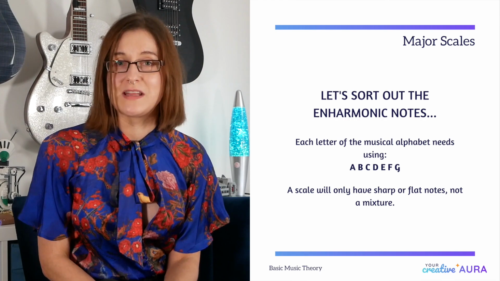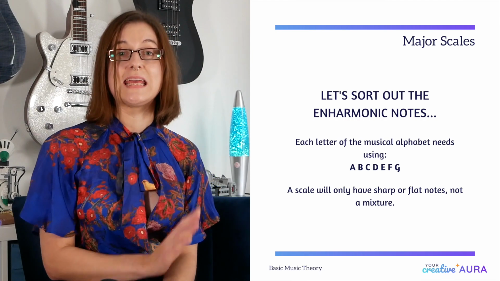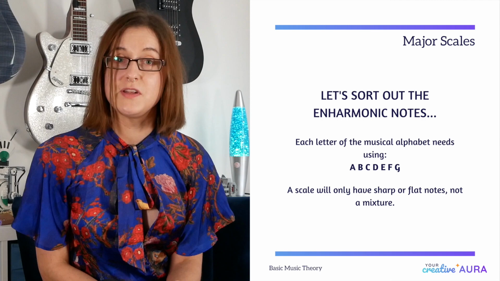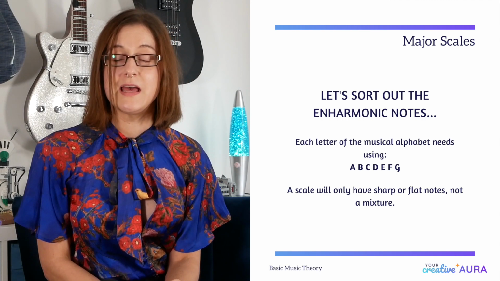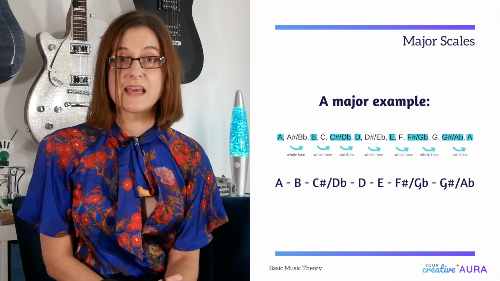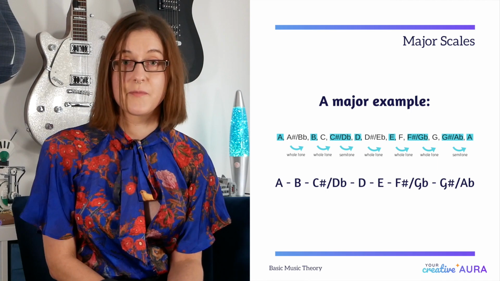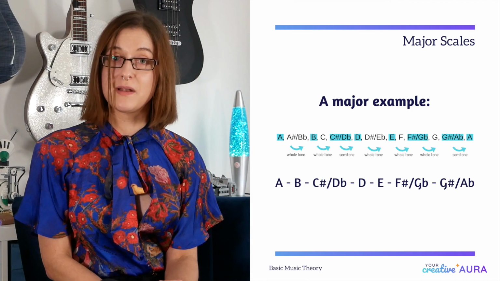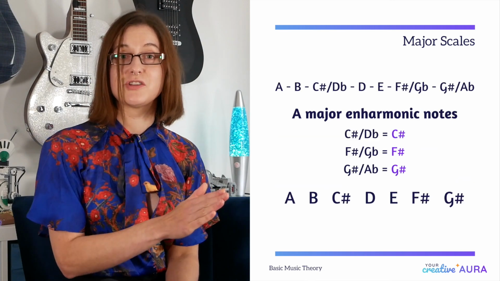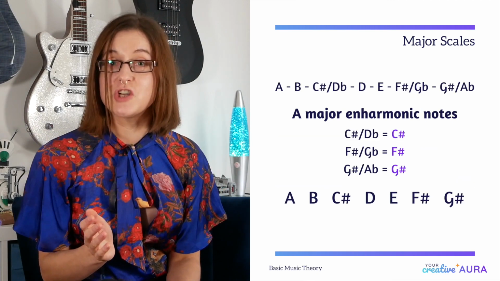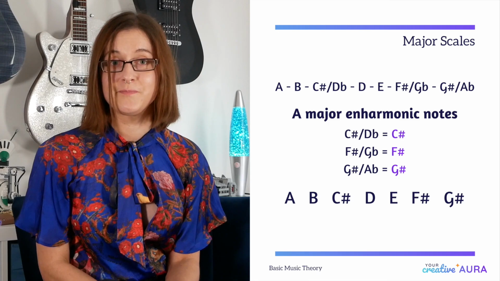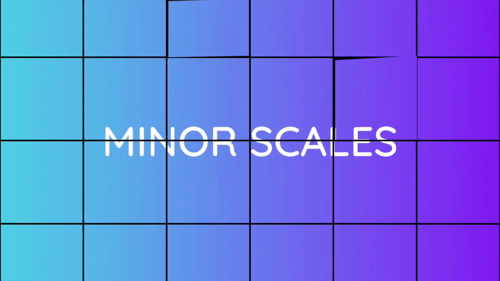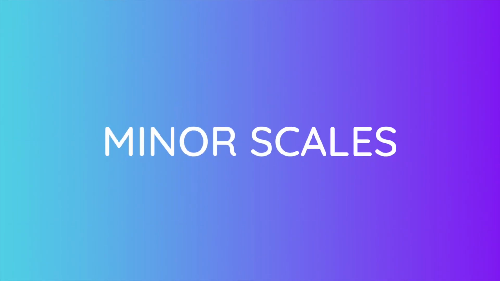Also, another way to do this is to make sure each musical letter has been used. Now at the moment we need a C, an F and a G letter, because we have all the rest. Therefore we use a sharp labelling because we have C sharp, F sharp and G sharp available to us. So now let's move on to minor scales.